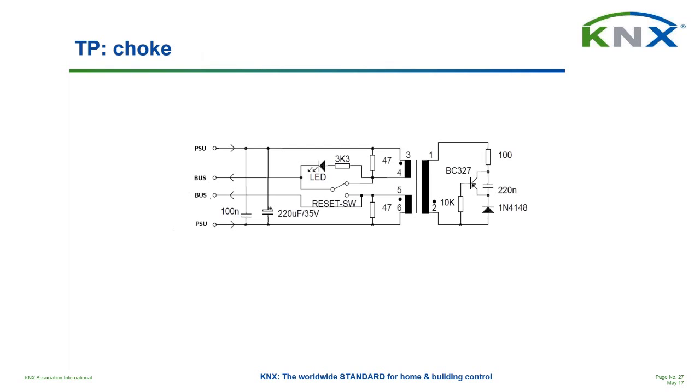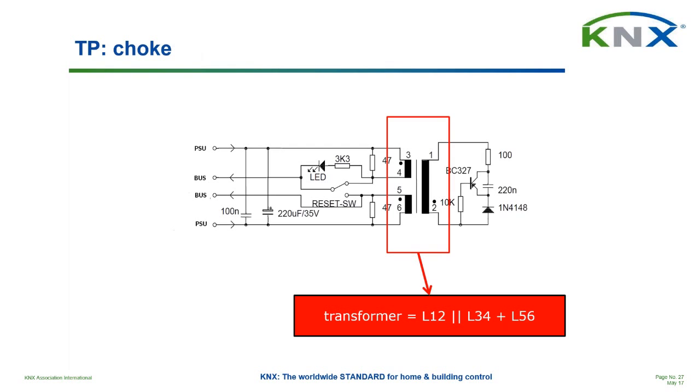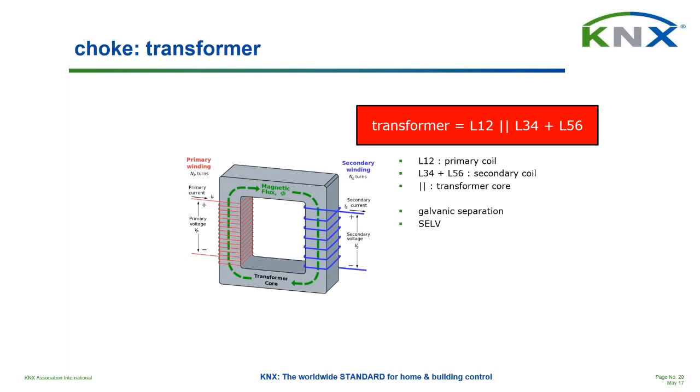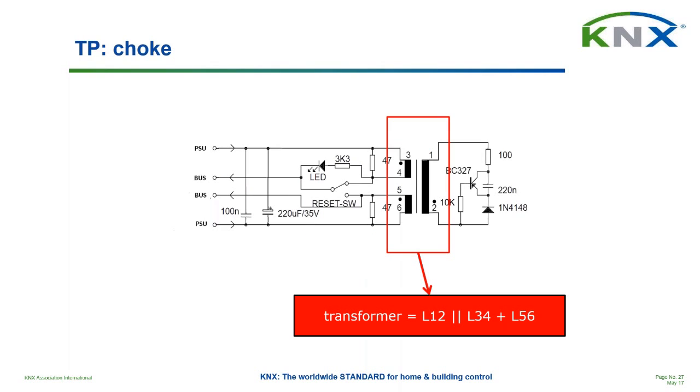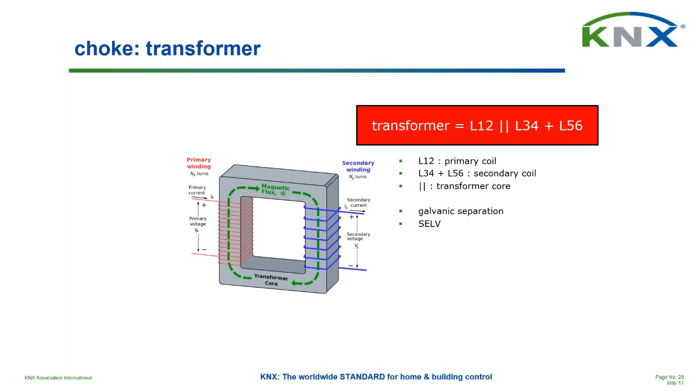Here we see the electronics of a choke. So this uses a transformer. And the transformer, and that is the most important conclusion, has as an advantage that we have a galvanic separation, which has as a consequence that the twisted pair bus is completely SELV. This is for the power supply.